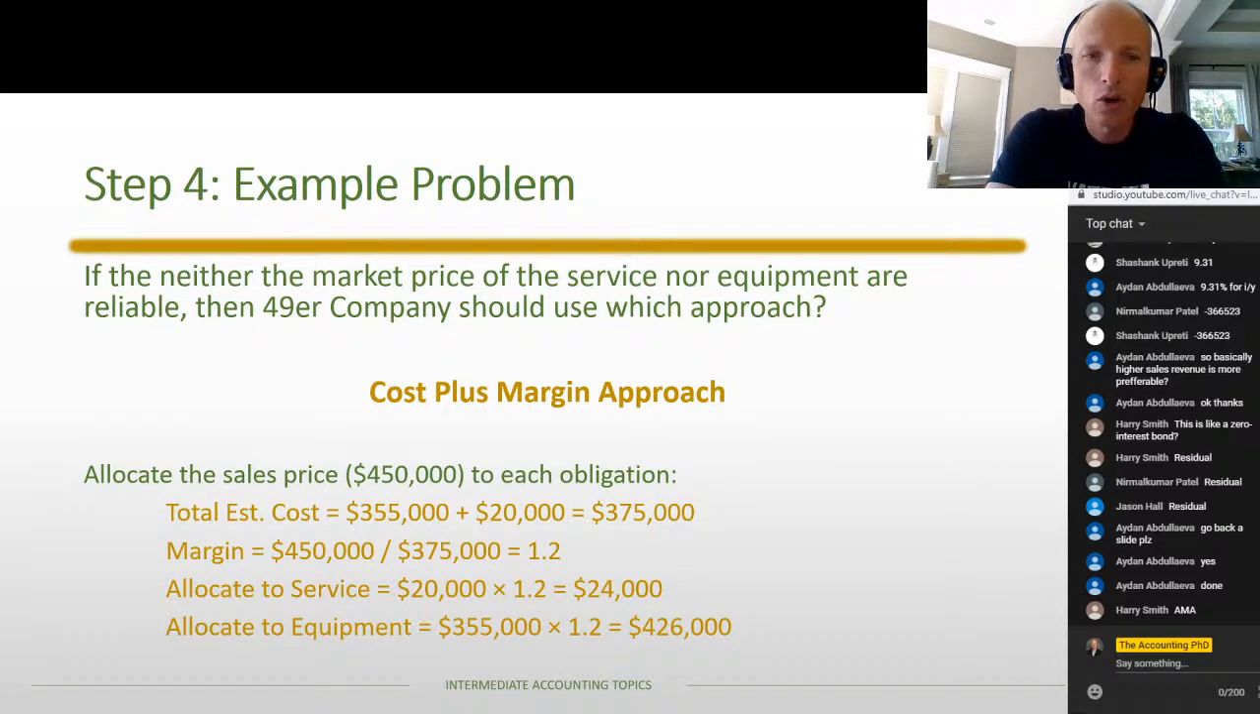So you calculate the total estimated cost, figure out the margin, and then apply that margin to each item, the service and the equipment. Of course, if there were more than one, you'd have to continue to apply that margin to the additional items as well.